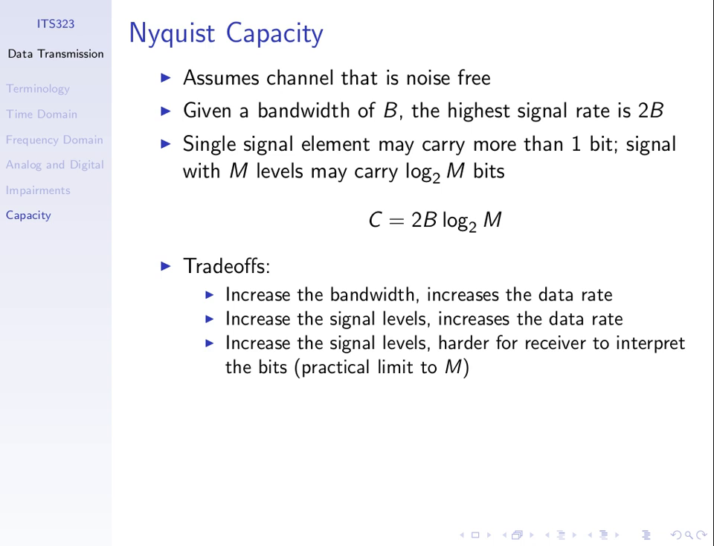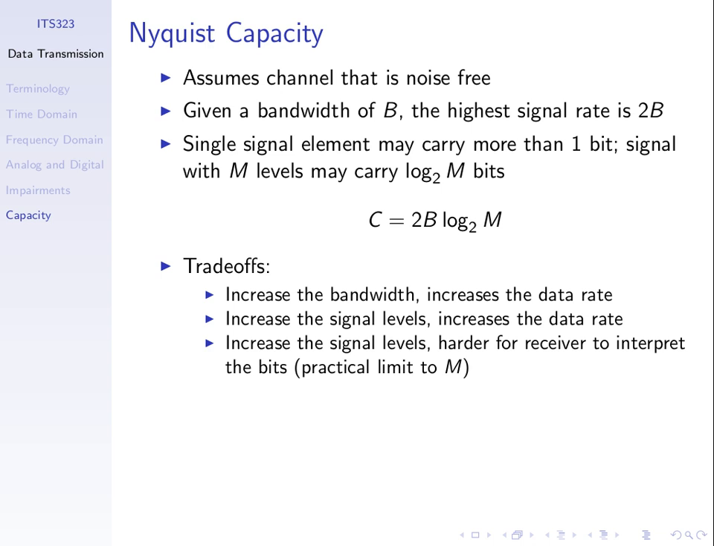What does that mean? Okay, increasing the bandwidth increases the data rate, and we've seen that in our examples beforehand. In fact, it's a direct proportionality between the bandwidth and the data rate here. Double the bandwidth, double your data rate.